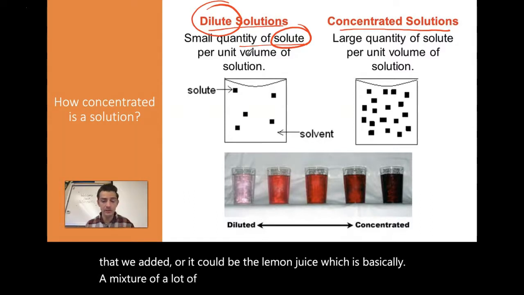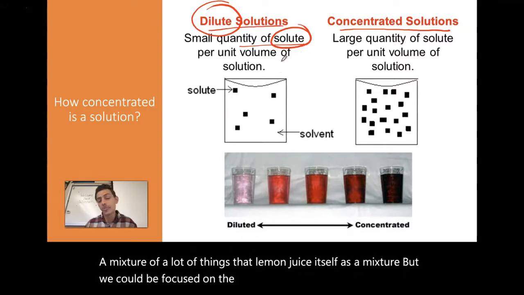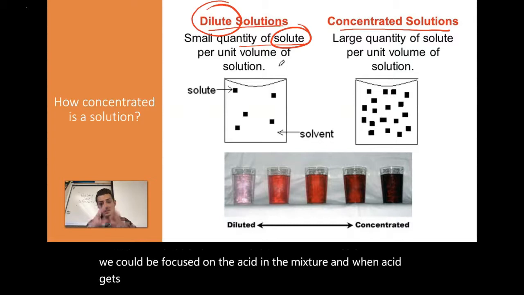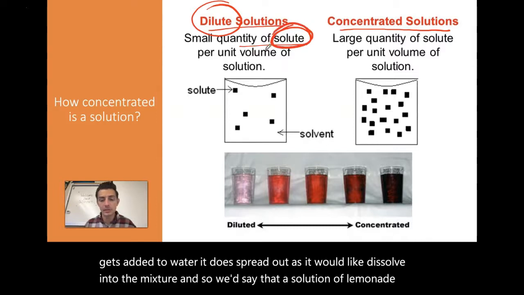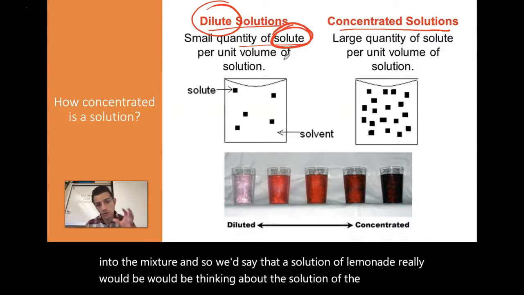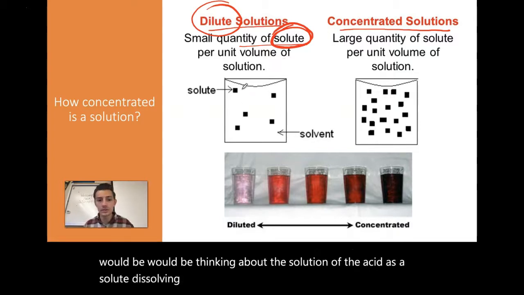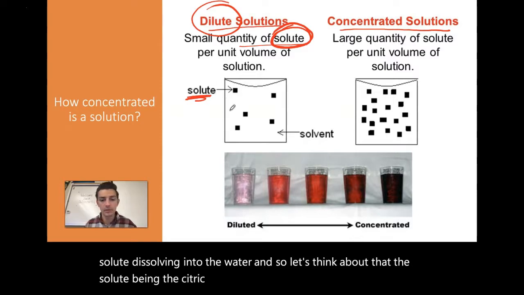The lemon juice itself is a mixture, but we could be focused on the acid in the mixture. And when acid gets added to water, it does spread out as it would dissolve into the mixture. And so with a solution of lemonade, we'd be thinking about the acid as a solute dissolving into the water. And so let's think about that. The solute being the citric acid or the acid part of the water.